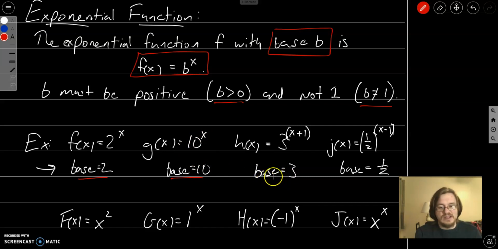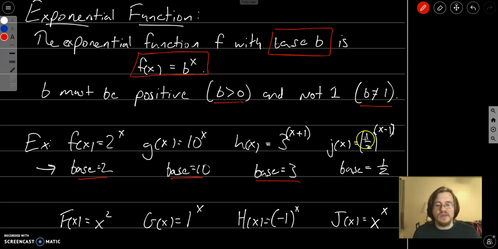So we can continue on. We can see some functions that maybe look a little bit different. So here we have 3 to the x plus 1 power. So it's not just to the x power, but we still consider this an exponential function. The base is 3, but we've essentially replaced the x with an x plus 1. This is just like a horizontal shift. So we've just shifted the function 1 to the left.